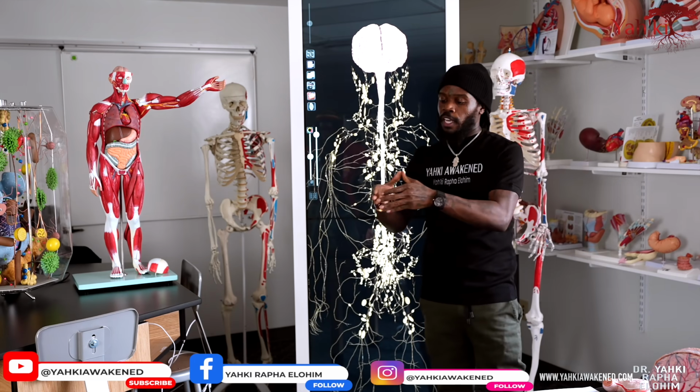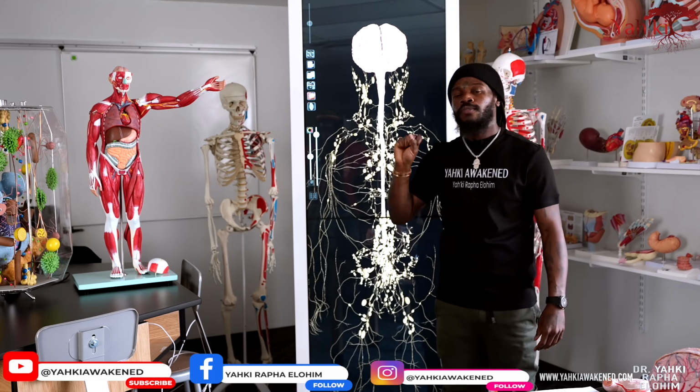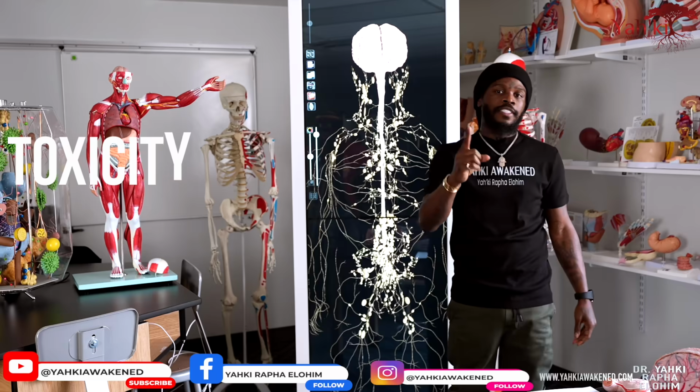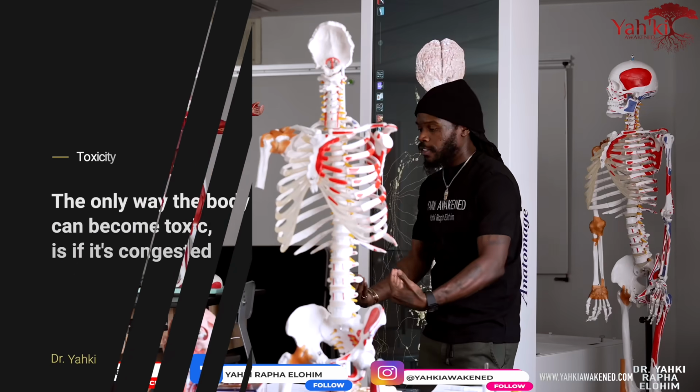And this is where the issue comes in. I teach my students all the time that there's only two things that fuel diseases. The first one is toxicity. The other one is deficiency. Well, when you look at toxicity, the only way the body can become toxic is if it's congested.